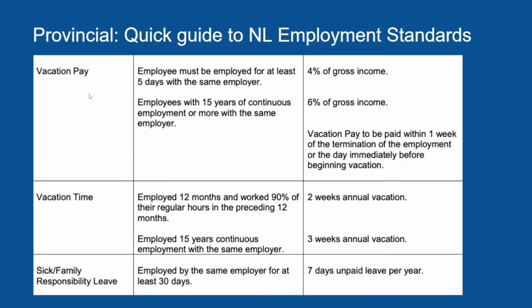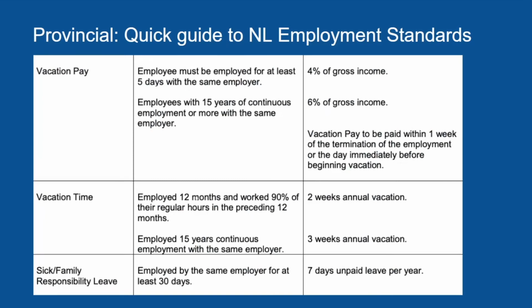In terms of vacation pay, you've got to work there for 5 days before you become eligible for it. Effectively, for the first 15 years, they put aside 4% of your gross income, which is equivalent to 2 weeks. So you get 2 weeks off with pay, basically. And after 15 years, you get 3 weeks off with pay, which is equivalent to 6%. And the pay is paid one time before vacation time.